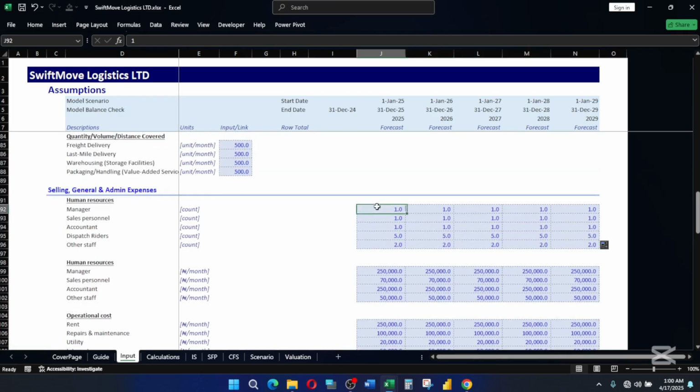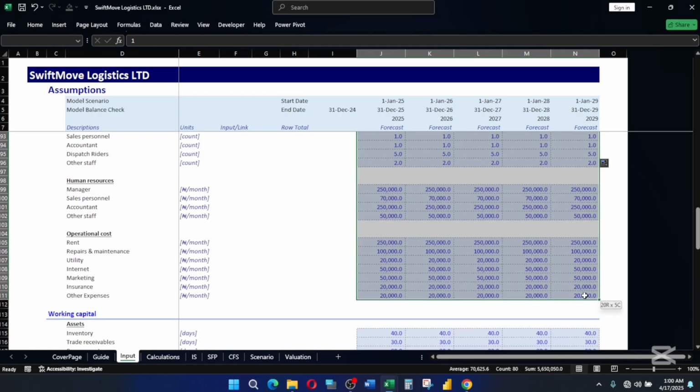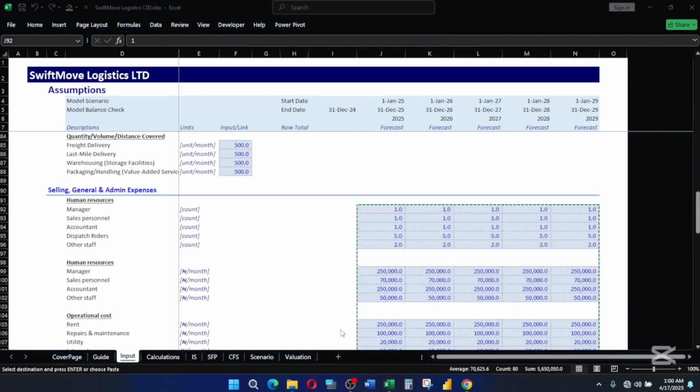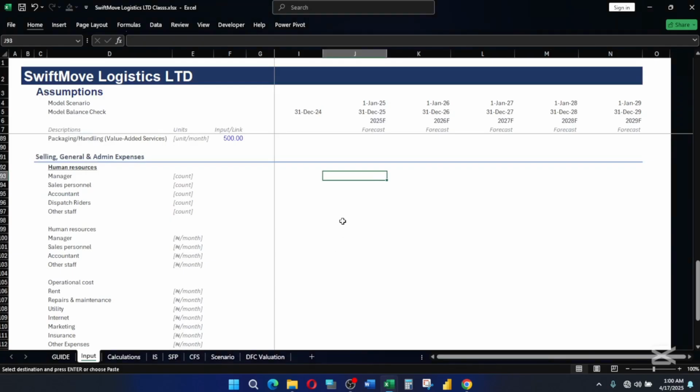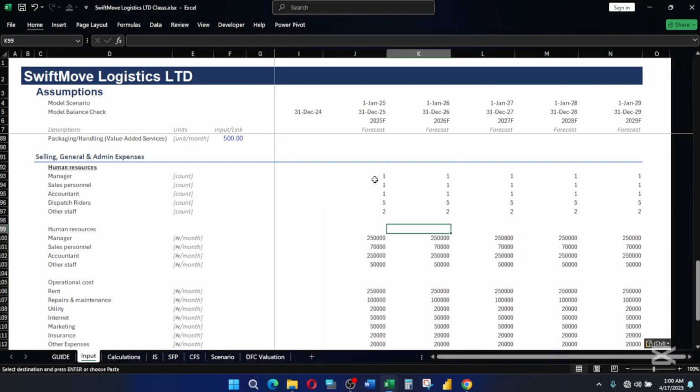Now, I want to be lazy, like I told you. I want to be lazy. So I'll just go ahead and copy this, and come to our model here. Then I will paste it as value, right? So this is it. We want to have one manager, one sales personnel, one accountant, five dispatch riders across the entire 5 years. But as time goes on, as we continue doing business, because the business is going to be profitable and we're going to keep increasing our values, right? So that is what we have here.